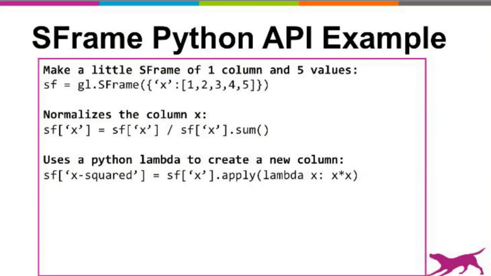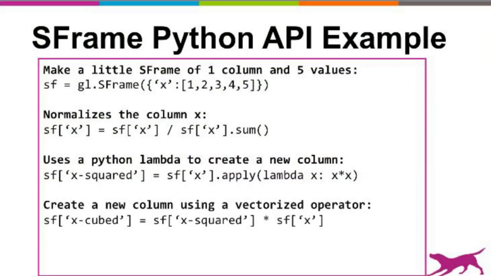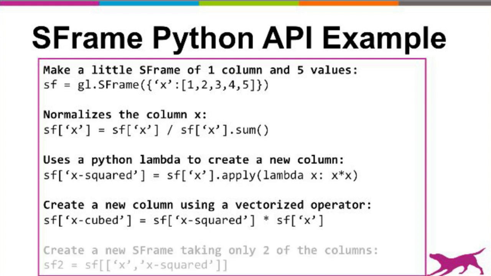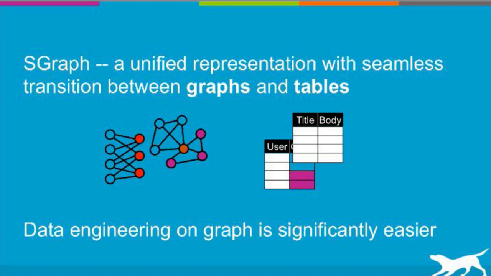So here is just a recap of some typical S-frame operations that you would like to perform normally. Like normalizing a column, applying a lambda function, an arbitrary Python lambda function. It will capture the value just fine. And creating a column by multiplying two columns together like you would do in MATLAB. So in summary, SGraph is a unified representation with seamless transition between graph and tables that makes data engineering on graph significantly easier.